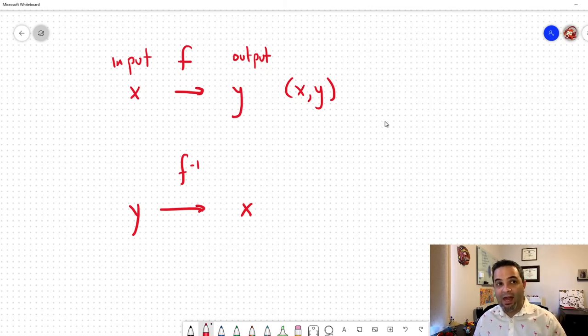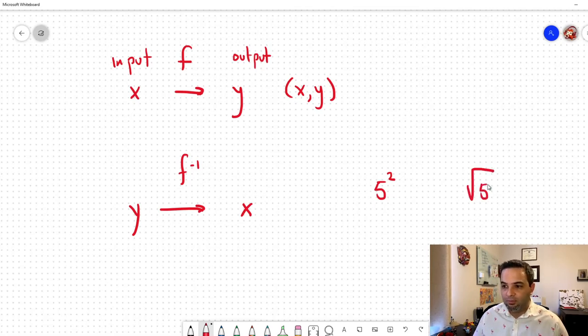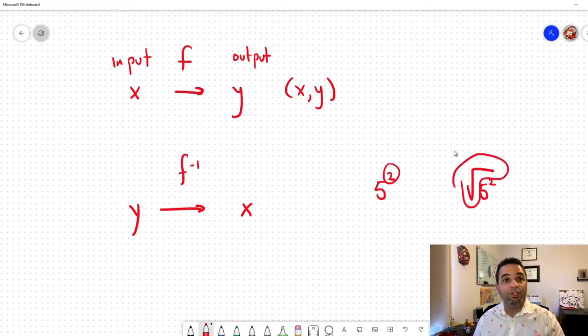So it's undoing everything, just like adding and subtracting. If I add 5, how do I undo that? I subtract 5. That is an inverse. If I multiplied by 3, I'm going to divide by 3, and that undoes that operation. If I raise something to the second power, like 5 squared, how do I undo that? I take the square root of 5 squared, which is 25. So it would undo that. These are inverse functions, inverse operations of one another.